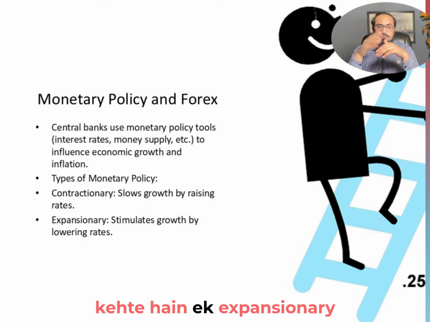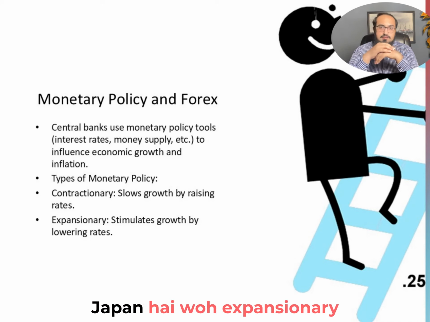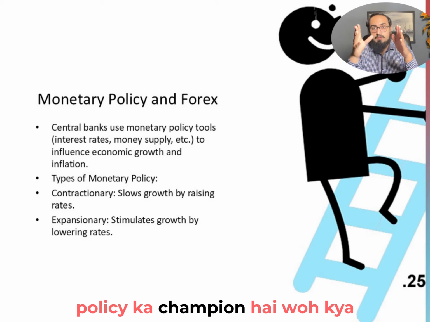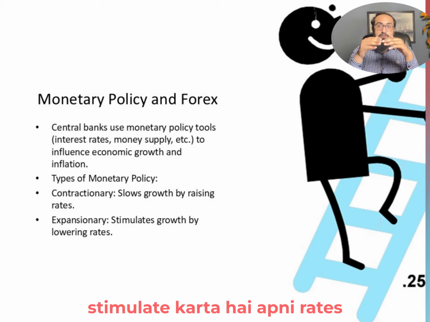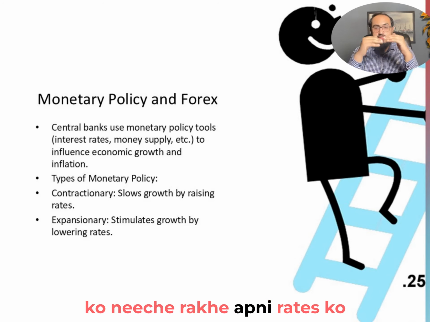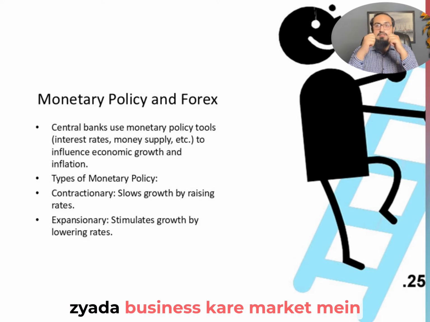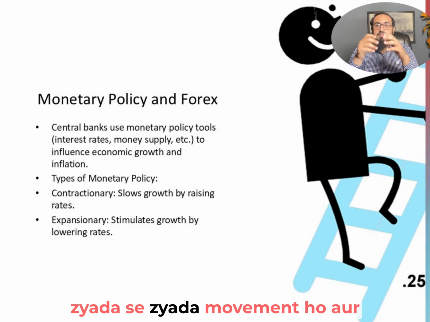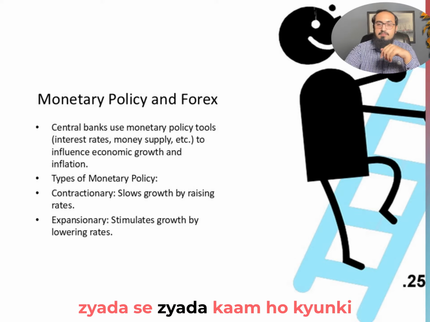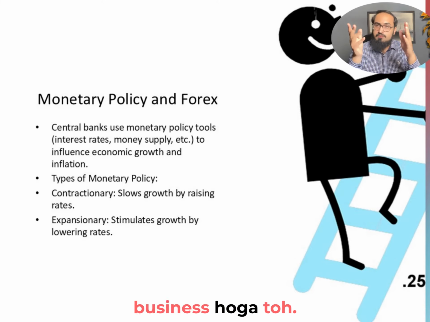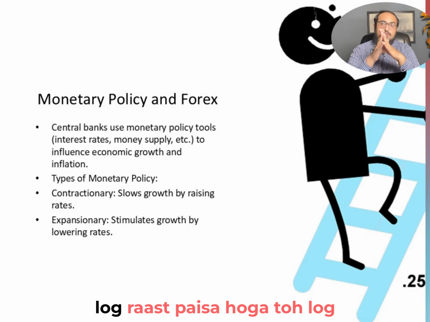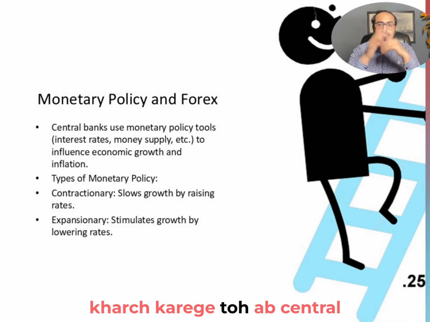The USA uses contractionary policy, while expansionary policy is used by, for example, Japan, which is the champion of expansionary policy. What does it do? It stimulates its growth by keeping its rate low. It will keep its rate as low as possible so that growth is maximized, so that people take more and more money, do more and more business. There is more and more movement in the market, so more and more work happens. Because if there is business, there will be employment. If there is employment, people will have money and they will spend.